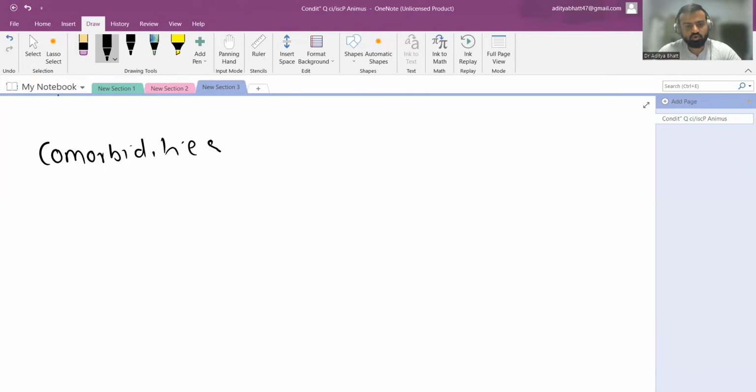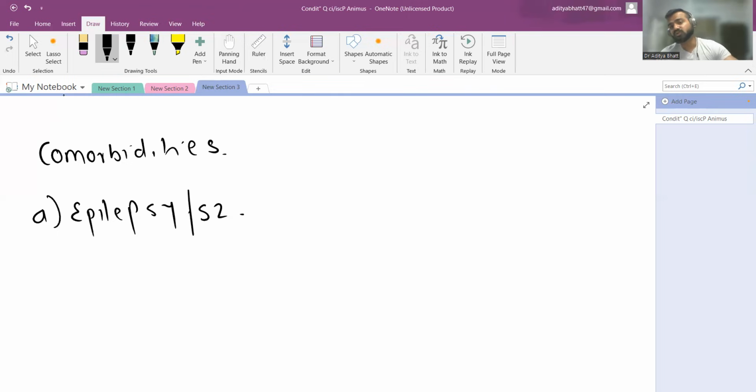Comorbidities. Now, what are the comorbidities with CP? So the most important comorbidity is epilepsy. Epilepsy or seizures. Rather, we'll not use the word epilepsy. We'll use the word seizures. Okay, so seizures is the most common abnormality that we see in the patient with CP.